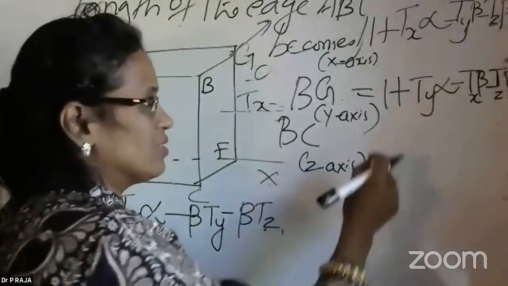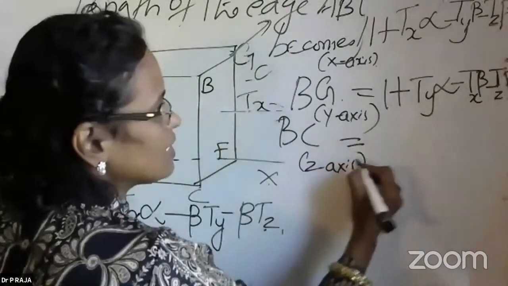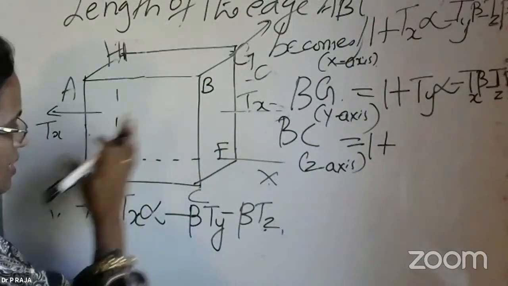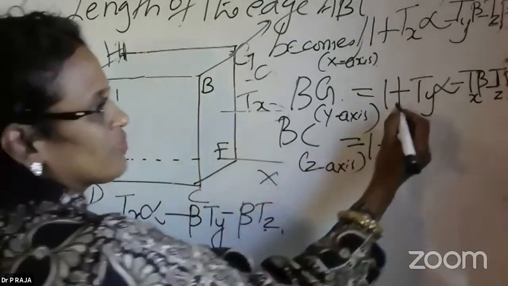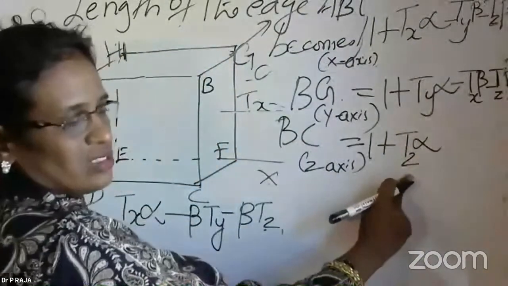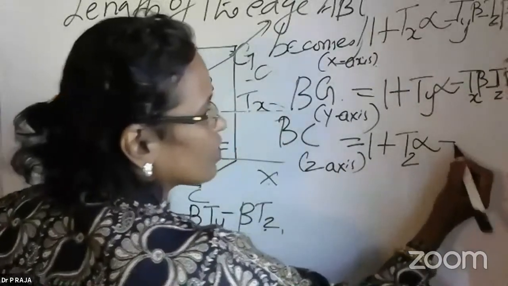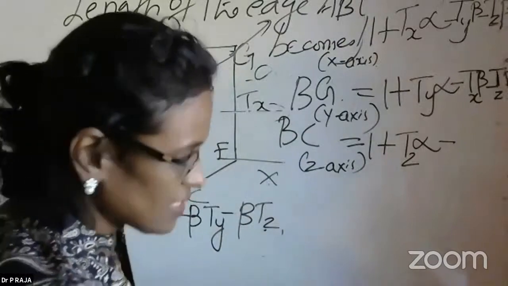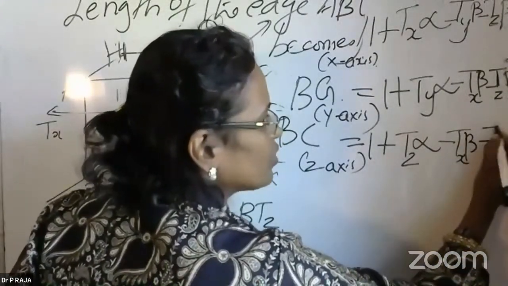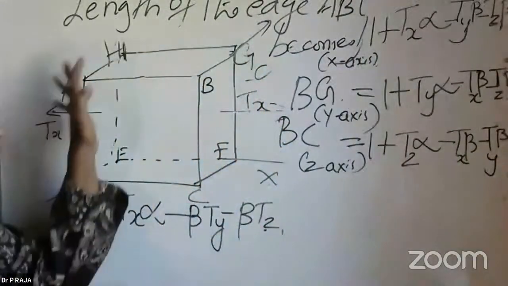I hope the video you're able to see. I will write it one more time. For BC it will be 1 plus TZ, in the BC it is the Z axis direction, isn't it? So there will be an elongation along the Z direction. At the same time there will be a contraction along the other two directions: on the TX side there will be a contraction, and also on the TY side there is a contraction. I hope this is clear.